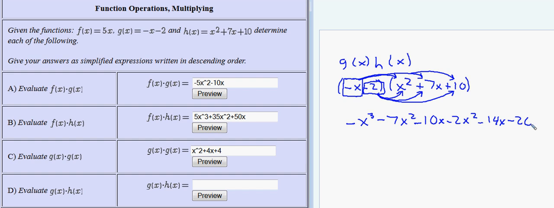And then I'm going to simplify this before I type into Math AS. This is the only term with a third power. So I'm just going to copy it. No other terms to combine. I have this guy right here, which matches this one. They both have x squared in them. So a minus 7x squared and a minus 2x squared makes a minus 9x squared.